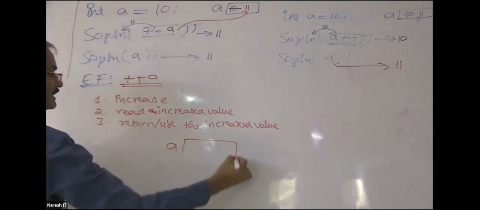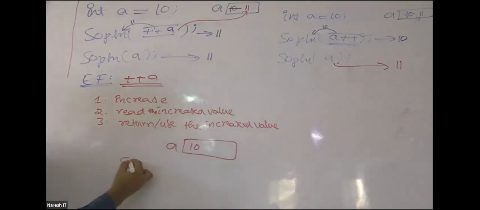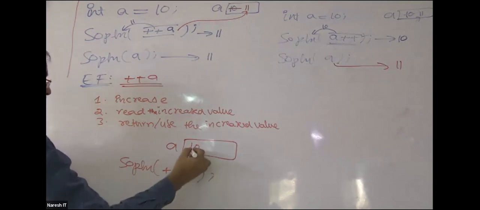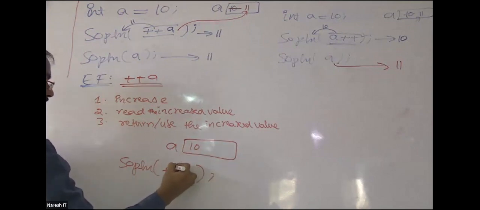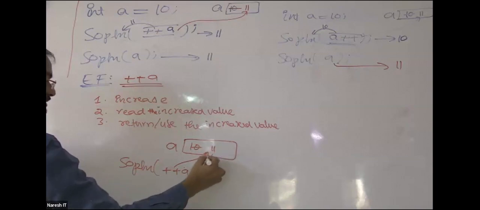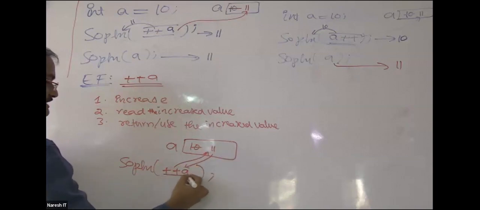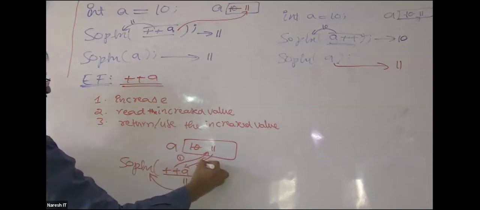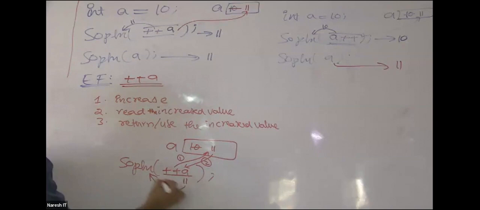A variable memory 10. System dot out dot println plus plus a. First step is what? Increase. 10 is replaced with 11. Second step is what? Read. Now plus plus a is substituted with 11 and returns that 11. 1, 2, 3.